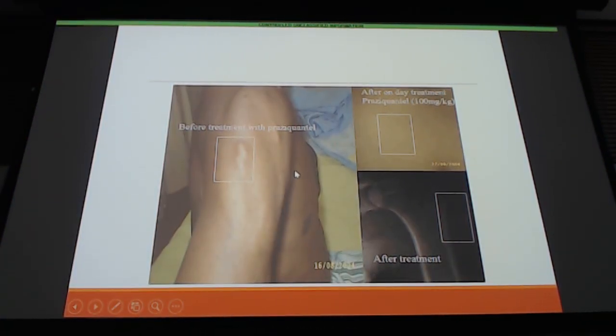All right, so when it embeds into your muscle, this is generally what it looks like. It looks like a little lump, a subcutaneous nodule. But after just one day of treatment, it's almost gone. You treat with praziquantel. And here on X-ray, you can still see some fuzziness, but basically gone.